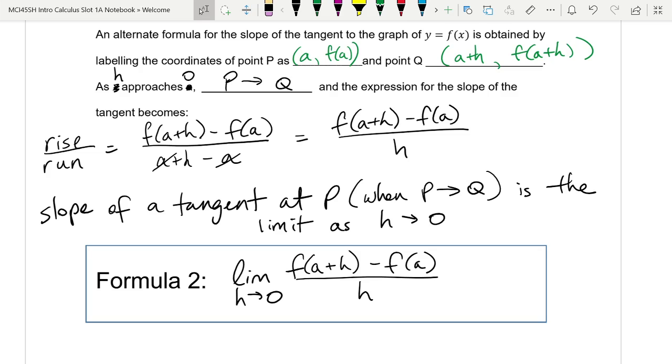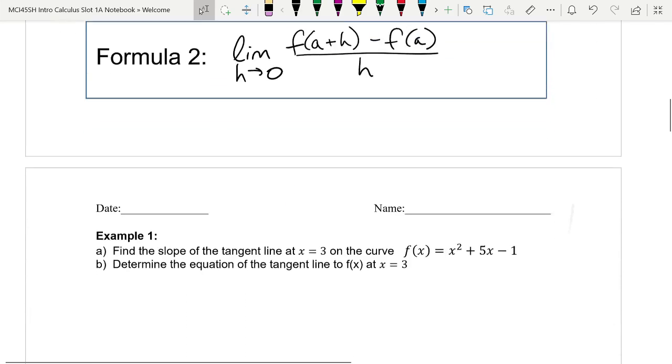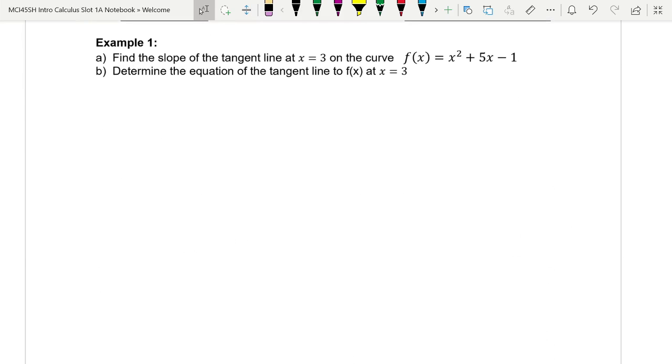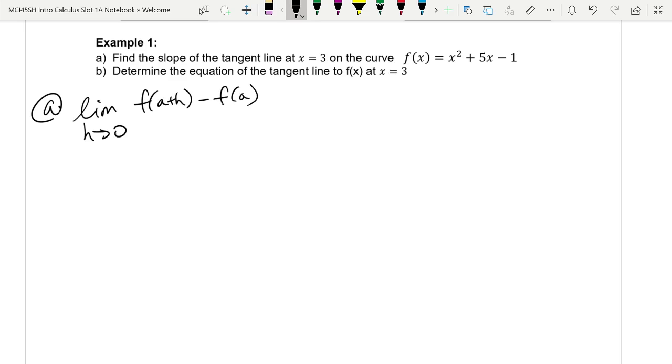All right, let's do some algebra now. These examples are going to look just like the ones that we did for Formula 1. But now we're using Formula 2. So find the slope of the tangent line when x is 3 of the curve f of x equals x squared plus 5x minus 1. Okay, so first things first, I'll start with the formula. It's the limit as h approaches 0 of f of a plus h minus f of a all over h. So this is my a value here, right here.